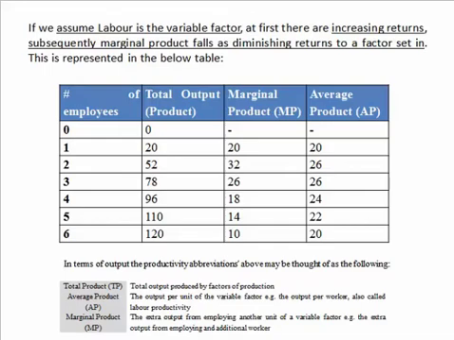If we assume labour is a variable factor, at first there are increasing returns, subsequently marginal product falls as diminishing returns to a factor set in. This is represented in the table in front of you. In terms of output, the productivity abbreviations above may be thought to be the following. Total output produced by factors of production is TP. Average product, AP, is the output per unit of the variable factor, the output per worker, also called labour productivity. Marginal product, or MP, is the extra output from employing another unit of a variable factor, e.g. the extra output from employing an additional worker.